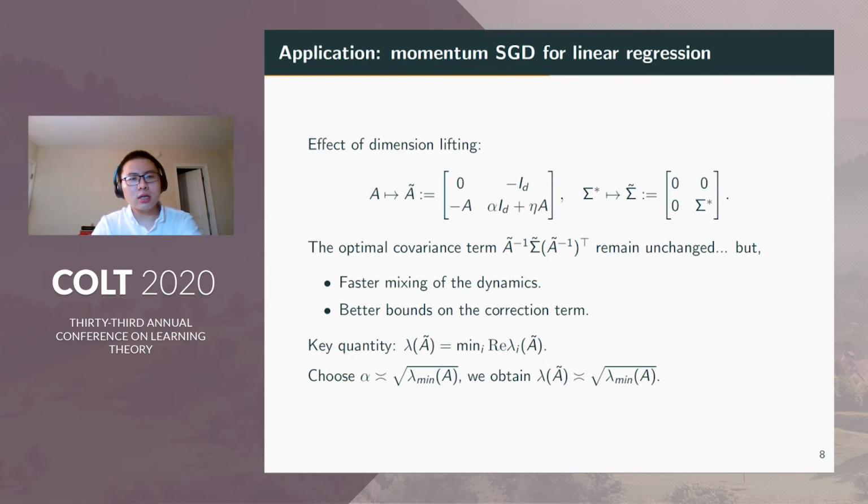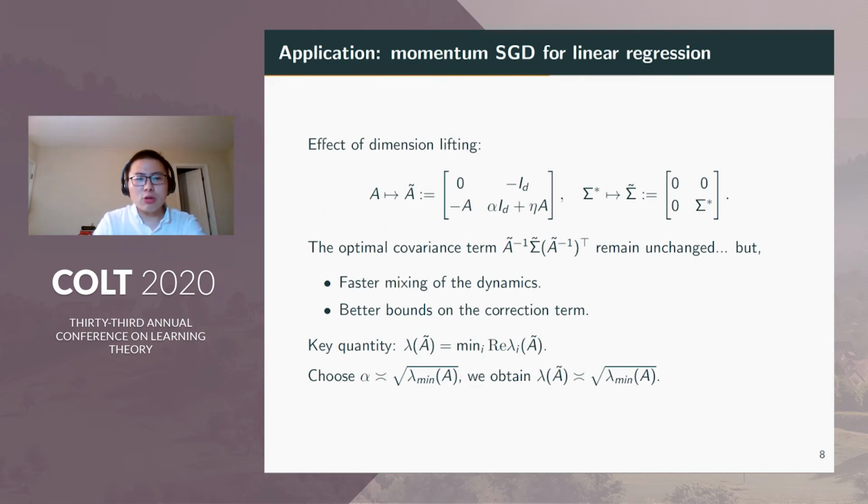So let's take a closer look at the momentum SGD example through the lens of our general asymptotic result. By lifting the dimension, effectively you make this matrix A into this matrix A tilde, which is a symmetric matrix, and also you change the noise structure.